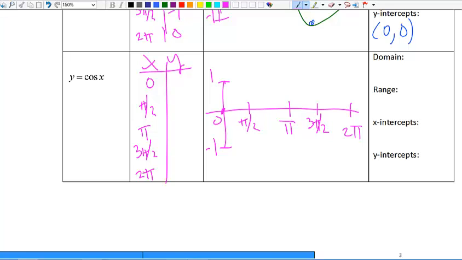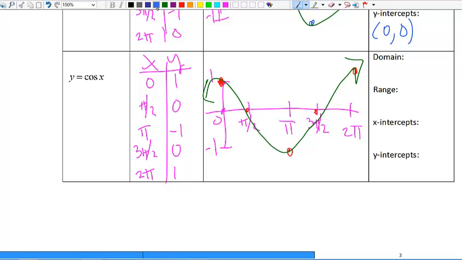Okay. And cosine actually starts at the top at 1, and then it goes to 0, and then it goes to negative 1, back to 0, and back up to 1. So what would that look like? There's top, middle, bottom, middle, top. And if I connect all those points, again, that's just one snapshot of cosine. So that's just one period of what cosine would look like.